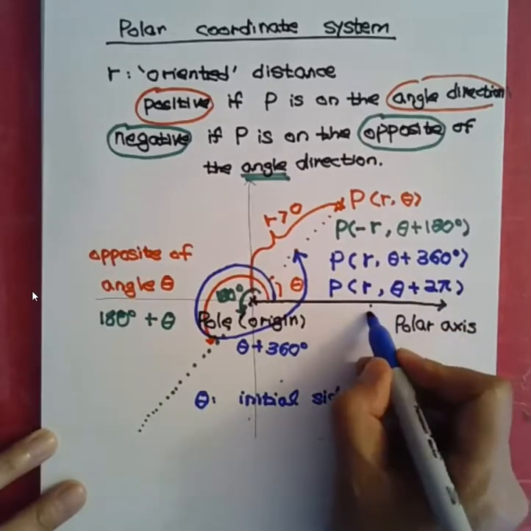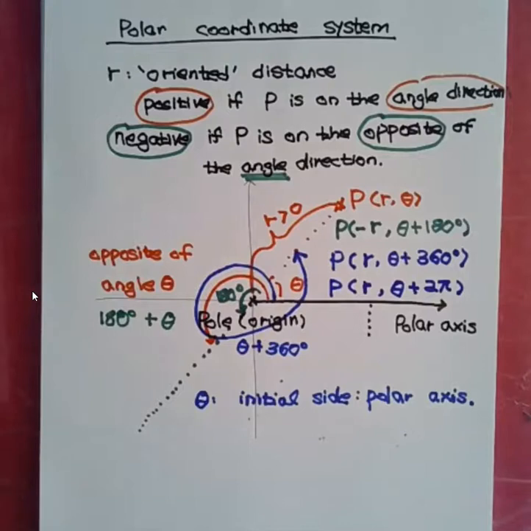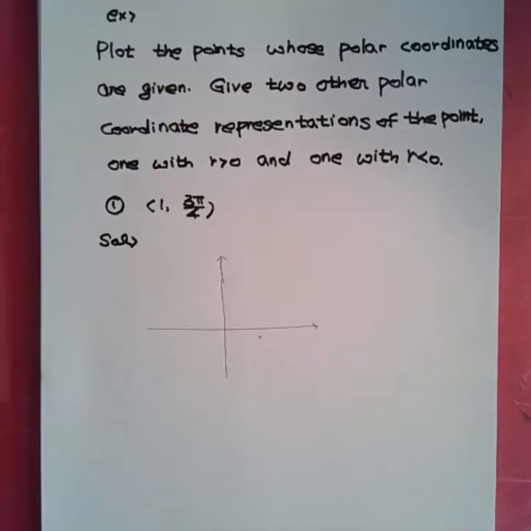There are infinitely many notations for the given point, which was denoted by r and theta. Different from in the rectangular coordinate system, the way we denote the polar coordinate is not unique. Let's do some examples. In this problem, we want to plot the points, and we want to write two other polar coordinate representations, one with r positive and one with r minus.